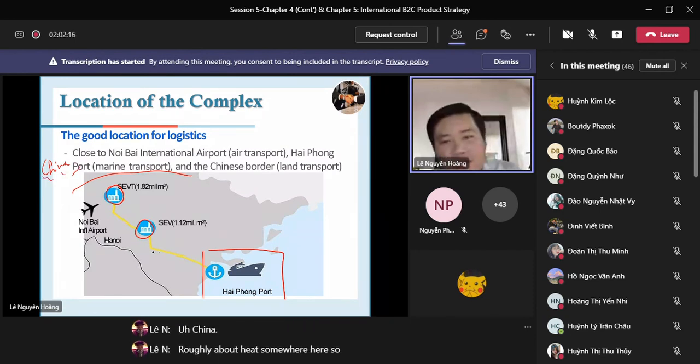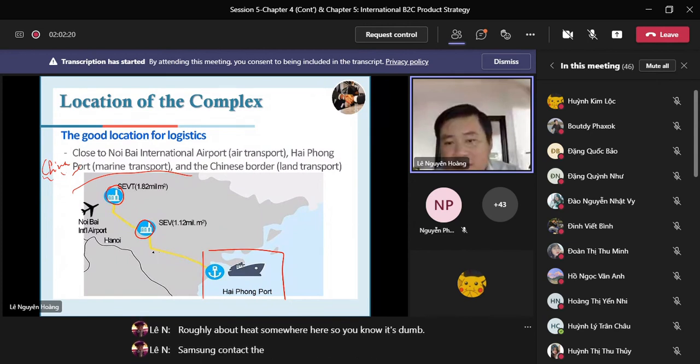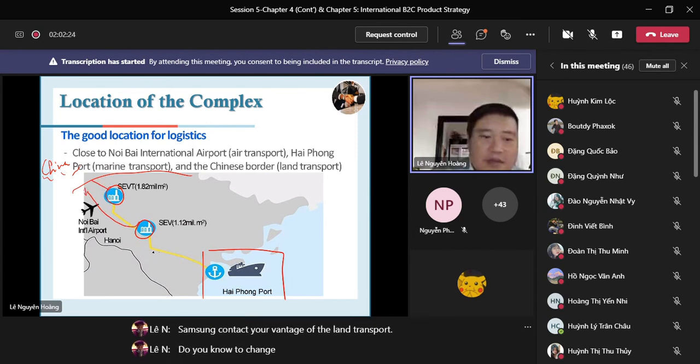So Samsung can take advantage of land transport to transport its products to China, another big market in the world.